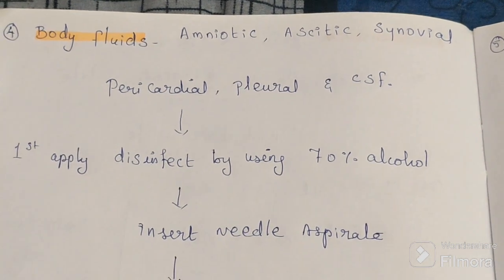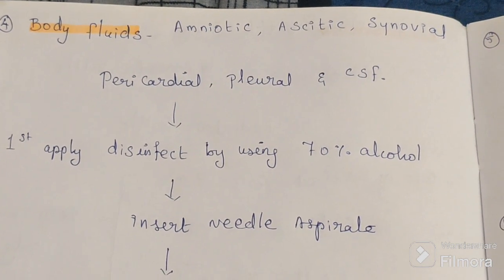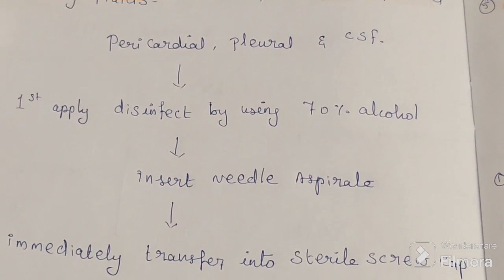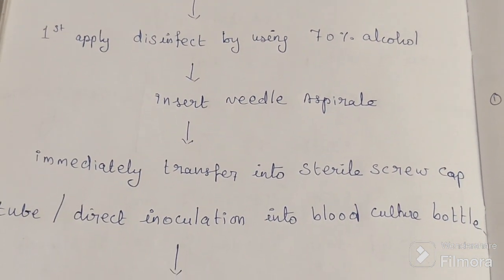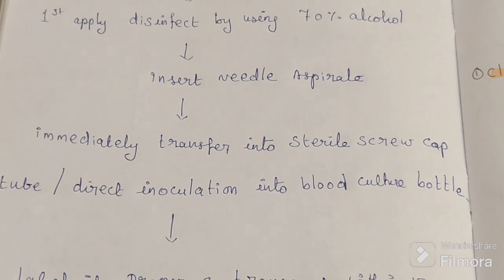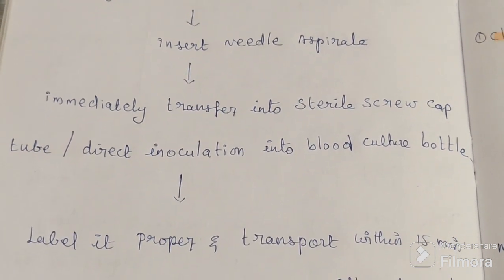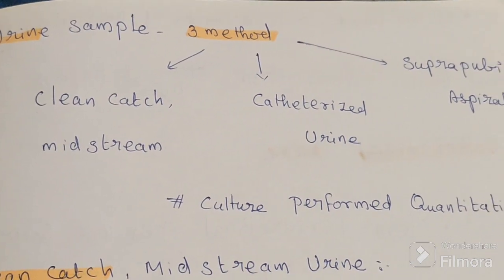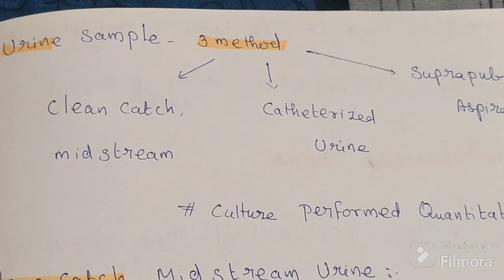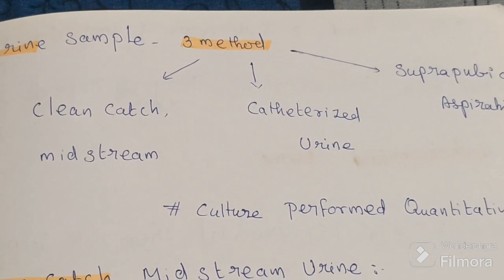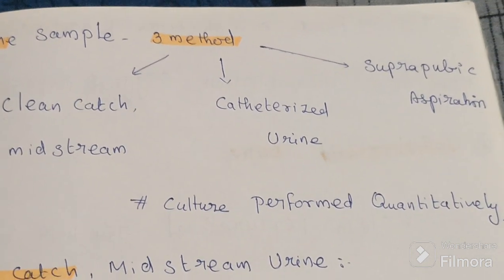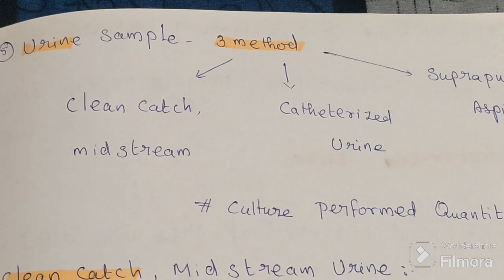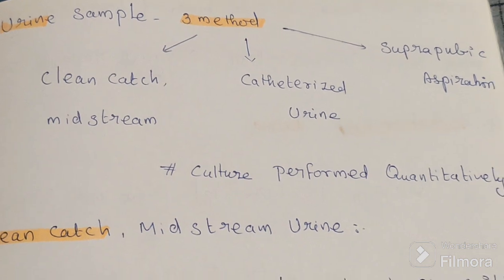For the various body fluids, we want to first clean using 70% alcohol, then insert the needle, then collect samples into a blood culture bottle and immediately transfer to the laboratory. Next, urine sample collection. For urine, three methods we are using: clean catch or midstream urine, catheterized urine, then suprapubic aspiration method. The clean catch and midstream urine is the most commonly used method.